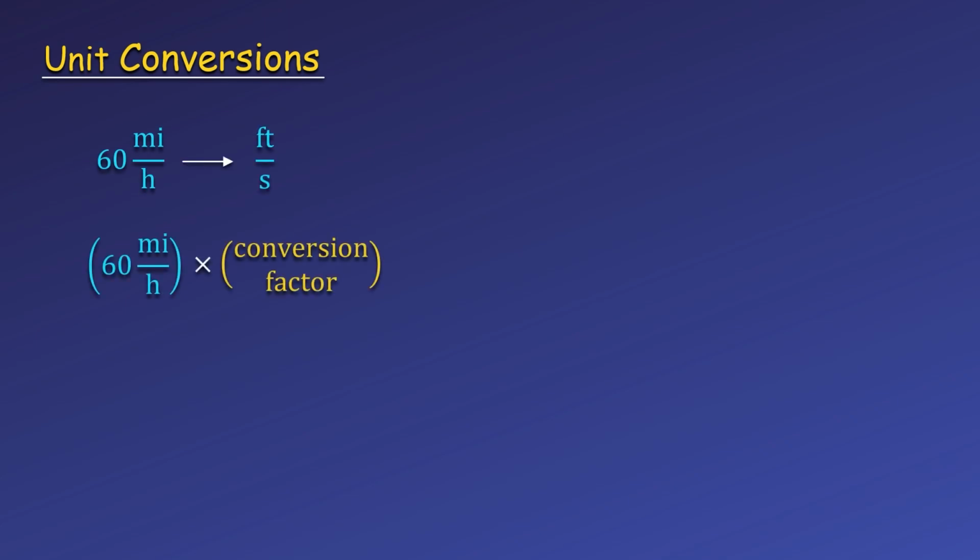In this video, we're going to cover unit conversions and how to use conversion factors. Let's say we're trying to convert 60 miles per hour to units of feet per second. We want to multiply 60 miles per hour by a conversion factor. Now, it's important to realize that we're not wanting to change our quantity. We simply want to express our quantity, which in this case is speed, in terms of different units.